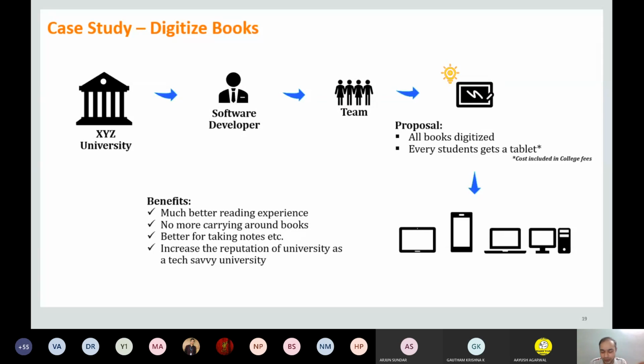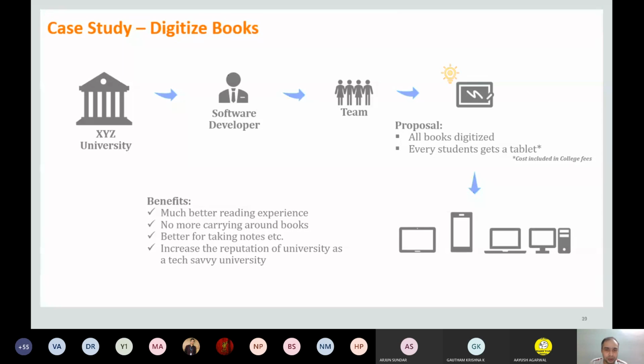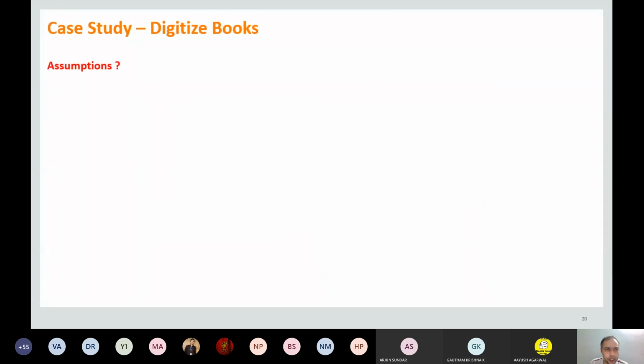Let's relate this case study to the subject we are learning now, the lean startup and design thinking. So how is this going to work? We are going to make some assumptions for this, right? What are the assumptions we make? We think that the students will.